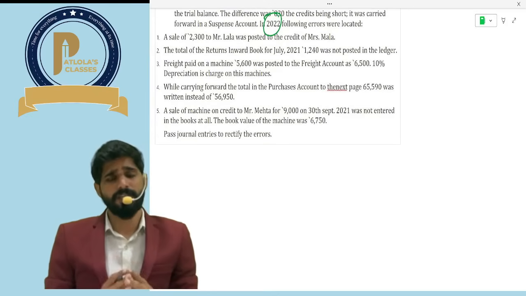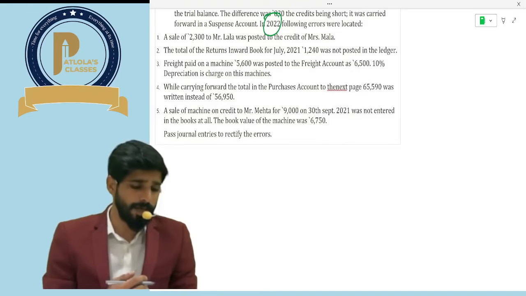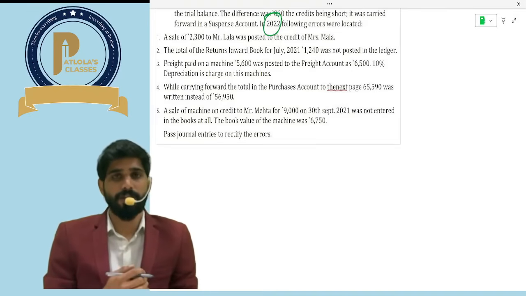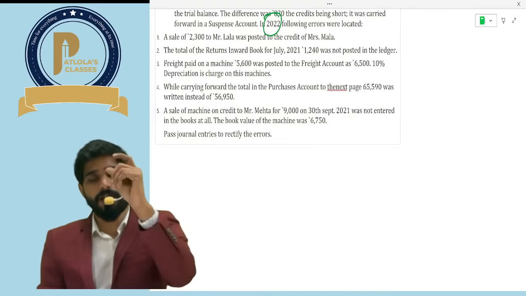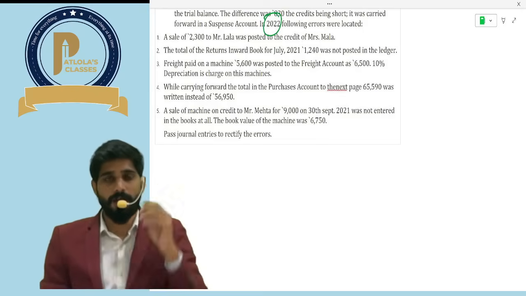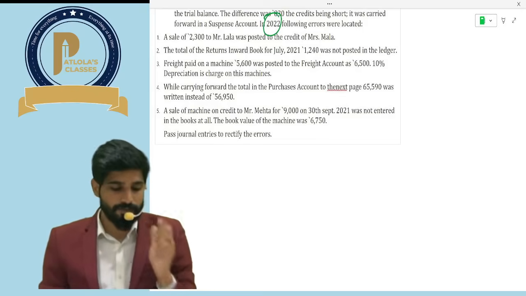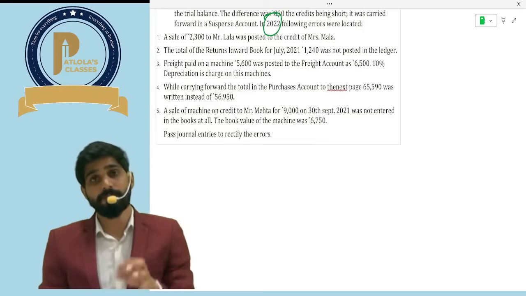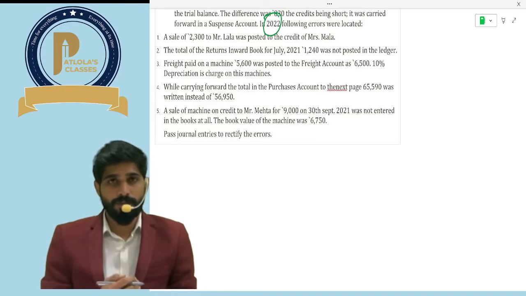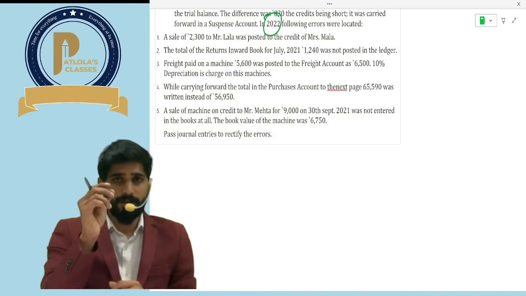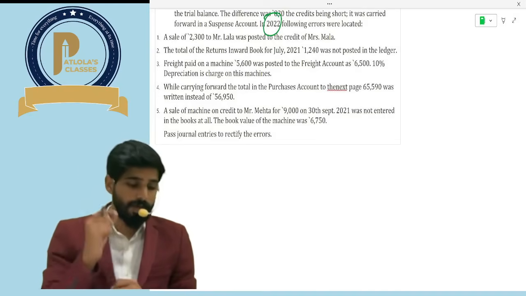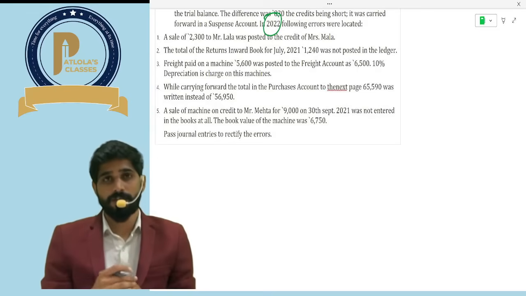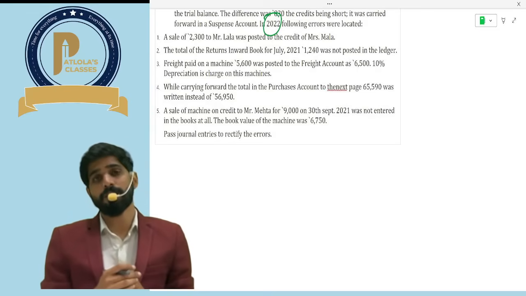See guys, whenever you make any sale to Lala on credit, the entry will be Lala account debit to sales. Lala account should have been debited, whereas what they have done is they have credited Mala account. So there is a mistake. One is that on the debit side, Lala account 2300 is not taken, and again it is taken in Mala account on the credit side.